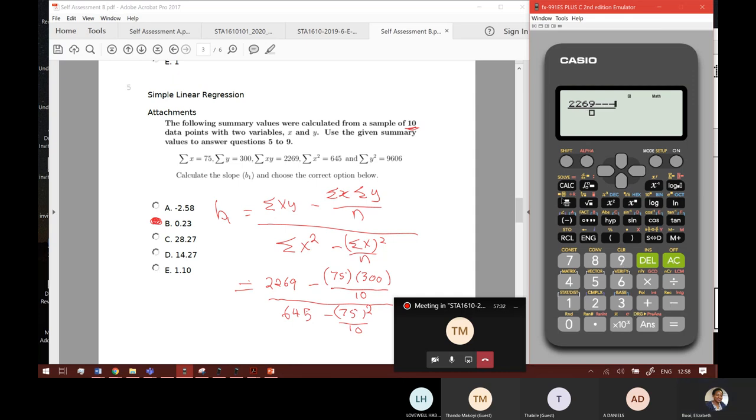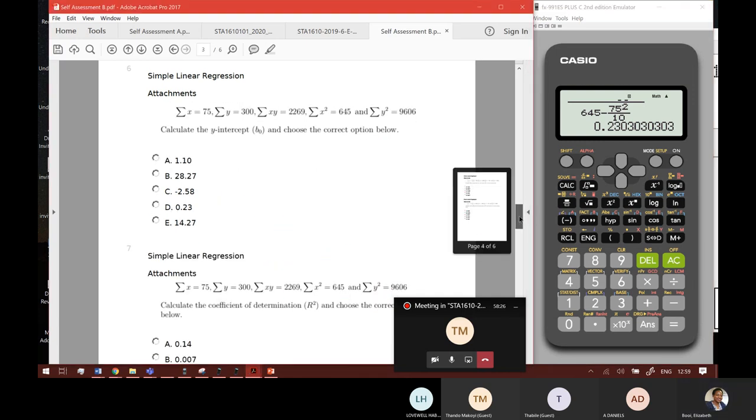2269 minus. Why do I have so many minuses? 75 times 300 divided by 10. Divide everything by 645 minus 75 squared divided by 10. And equal. Change values. Answer is 0.23030, which here we have the answer to two decimals, which is 0.23.